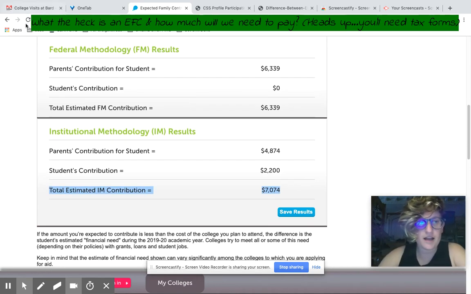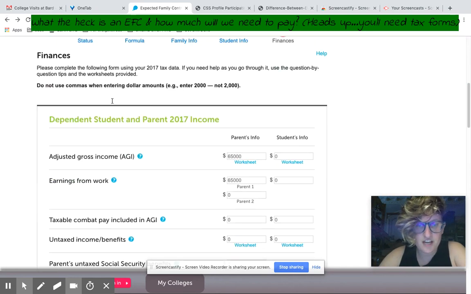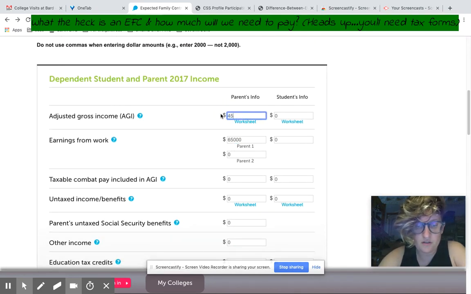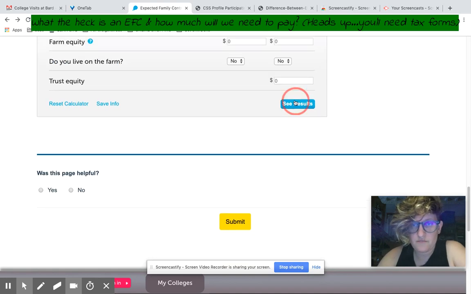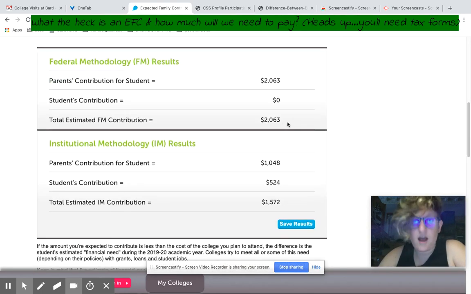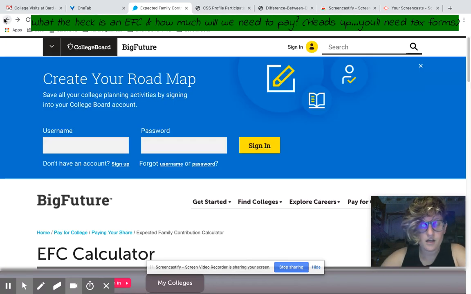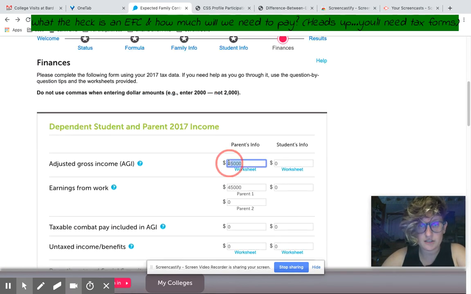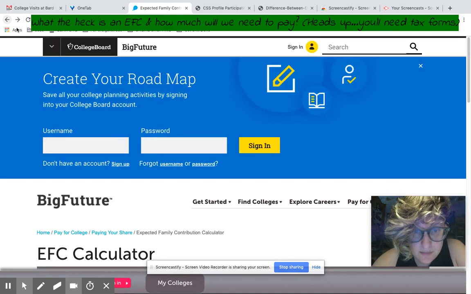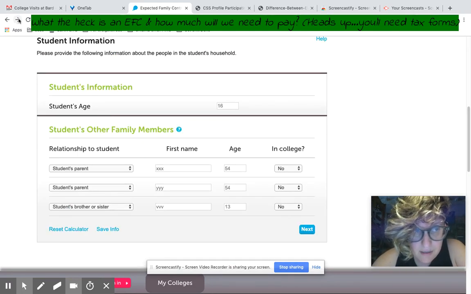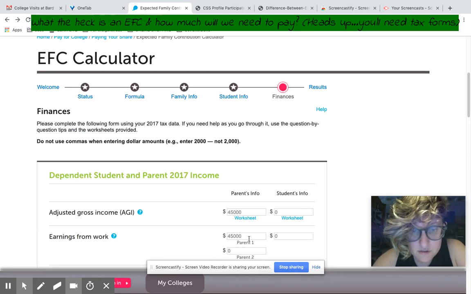Now let's go back and see if we change it a little bit. Let's say they've only got $45,000 a year, okay? Let's see if it changes it at all. So it does change it quite significantly, right? Let's say we're at $100,000. Wait, let's look back for a second. Let's do $45,000 one more time.